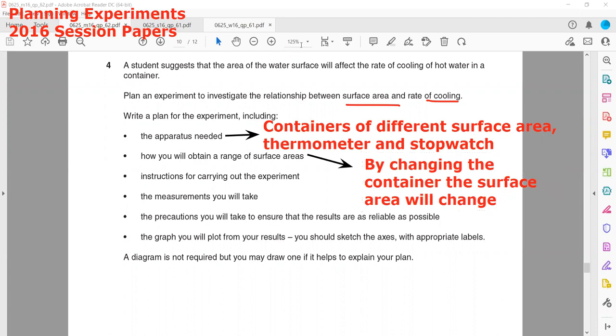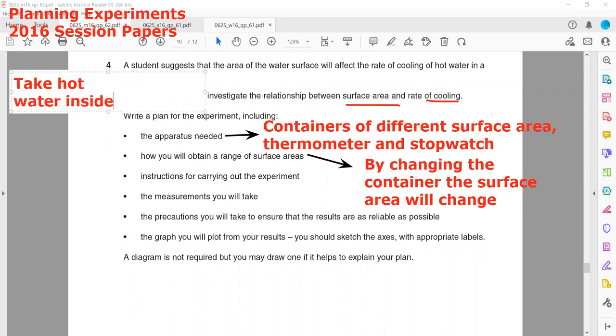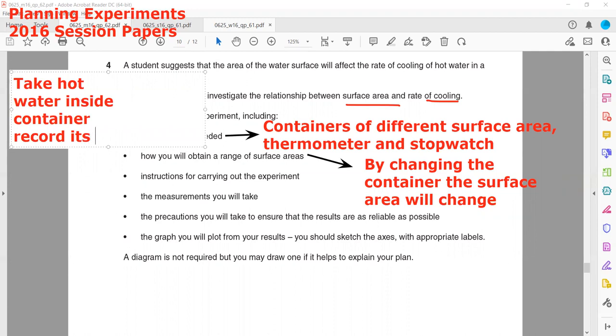Instructions for carrying out the experiment. So how do we plan whenever a rate of cooling experiment is there? What is the procedure? We will take hot water inside a container, and record its initial temperature by thermometer.